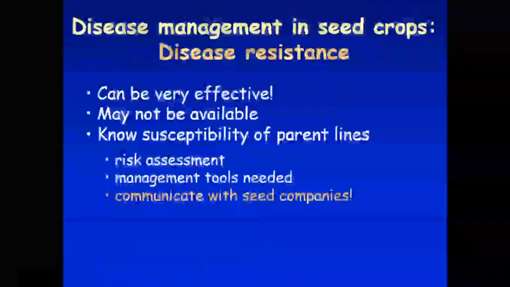But this is where it becomes really important to talk with the seed company you're contracting with, say High Mowing Seed. If you know you struggle with a particular disease in your area, or it's a disease that's predominant in your area, ask the seed company: do they know the susceptibility of that line you're growing for seed to that disease? And I'm going to give you one illustration of this.